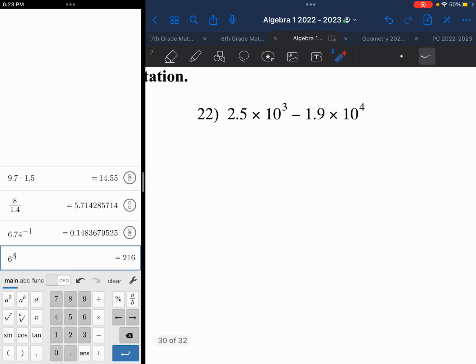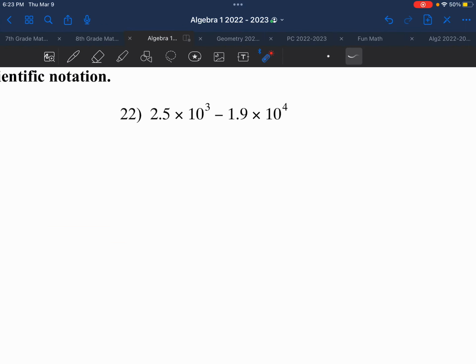Last problem, here we go. I don't even need a calculator. Come on, we got this, right? Famous last words. All right, so I need these numbers to both be the same, and I choose the bigger number. It typically works out better for me. So I'm going to keep the bigger number.